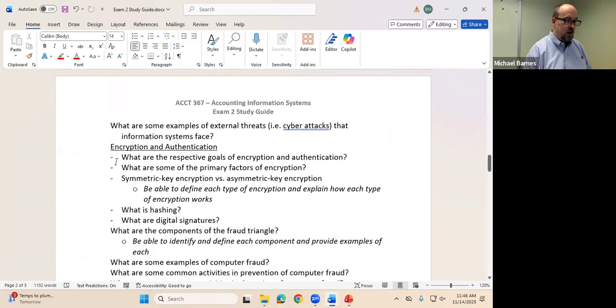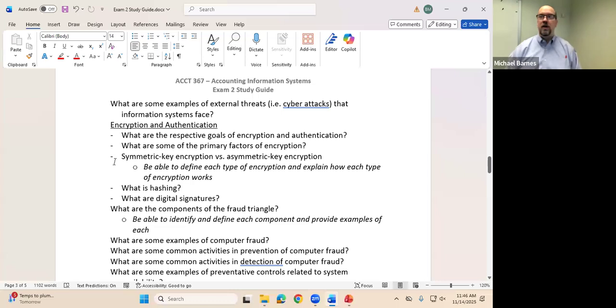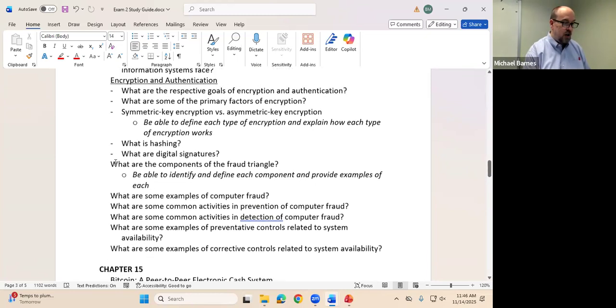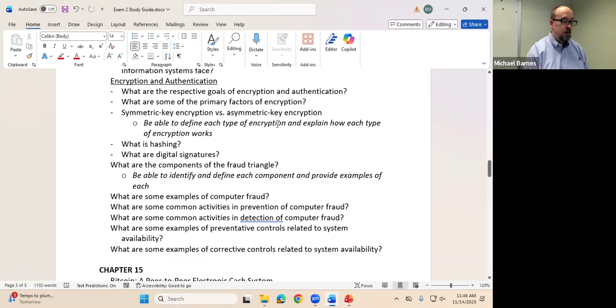What are the respective goals of encryption and authentication? Please make sure you can define both encryption and authentication. Those were given in the slides. And then symmetric key versus asymmetric key encryption. Be able to define each type of encryption and explain how each works. That's a little bit of a misnomer. I'm not going to ask for technical definitions. I would expect you to understand the difference between the usage of symmetric key encryption and asymmetric key encryption.